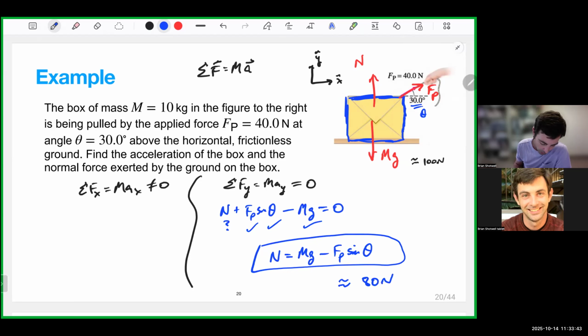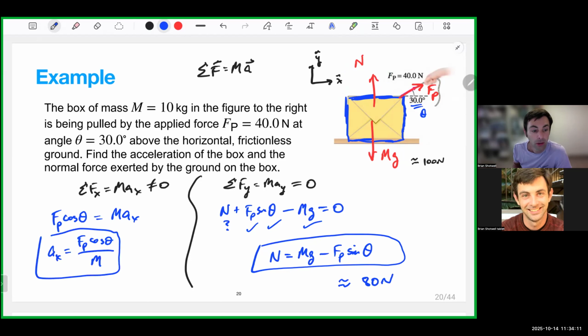Okay. Now for the x direction, looks like there's only one force that has a non-zero x component, right? This has no x component, this has no x component, but Fp has a non-zero x component. So Fp cosine theta is equal to m times ax, the x component of the acceleration. So the acceleration of the box is Fp cosine theta over m. Right, and plugging in numbers, looks like we have 40 times root 3 over 2, which is 34 newtons. Divided by 10 kilograms is about 3.4 meters per second squared. Plugging in the numbers.